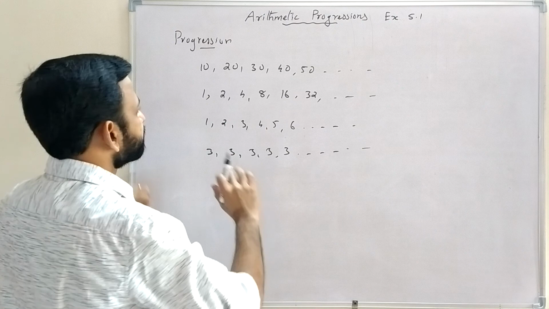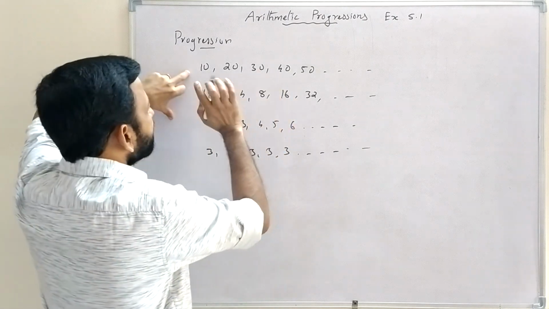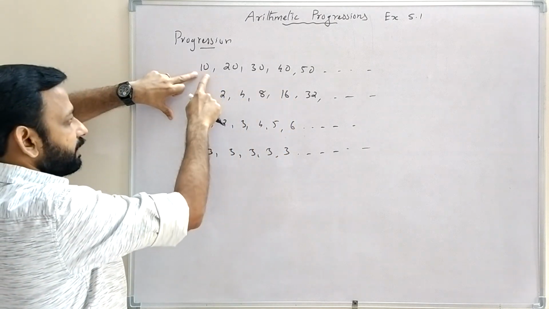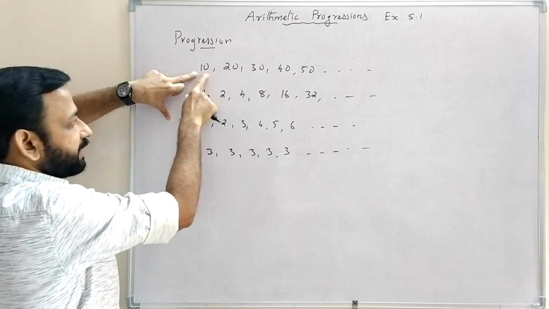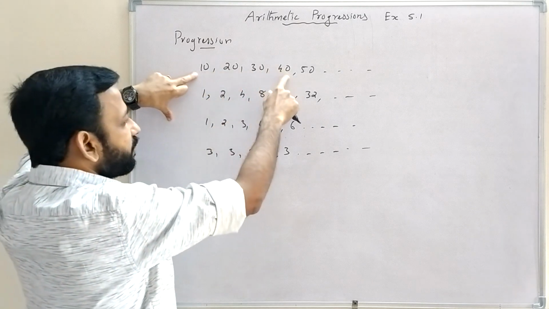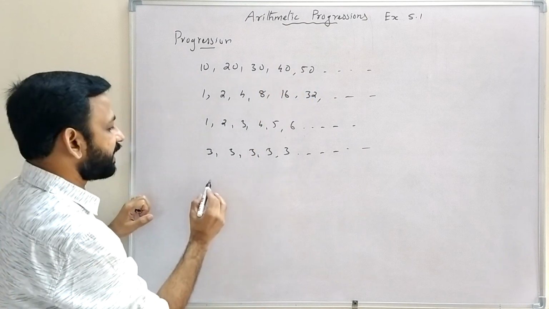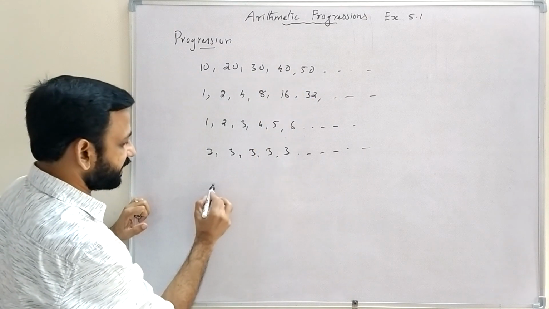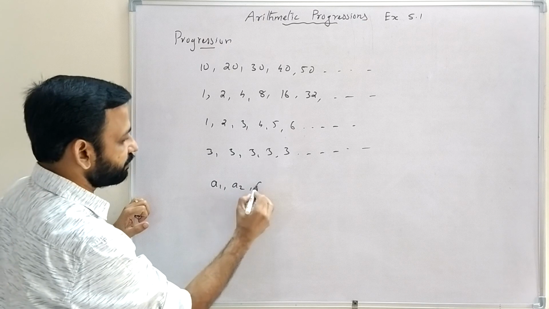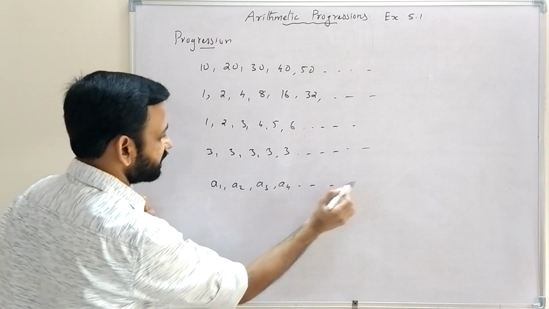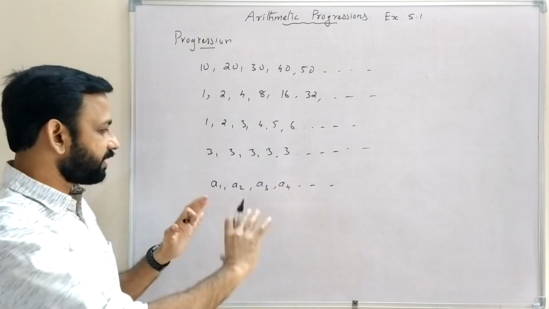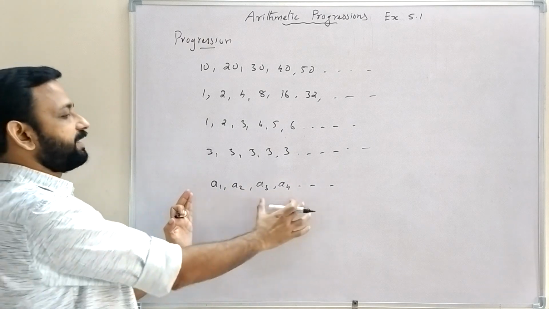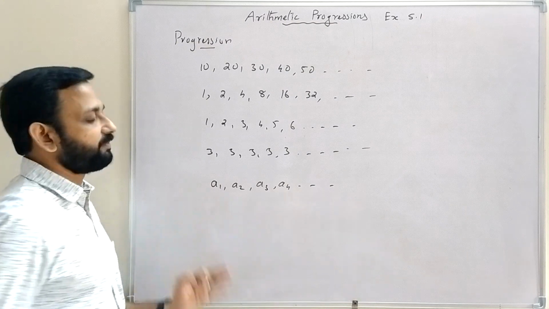And here in this progression, we have different terms. So these are the terms. This is the first term, second term, third term, fourth term, fifth term, etc. When we denote the terms: a1, a2, a3, a4, etc. So these are the terms of the progression. Terms of the progression can be denoted by small letter a: a1, a2, a3, a4, etc.